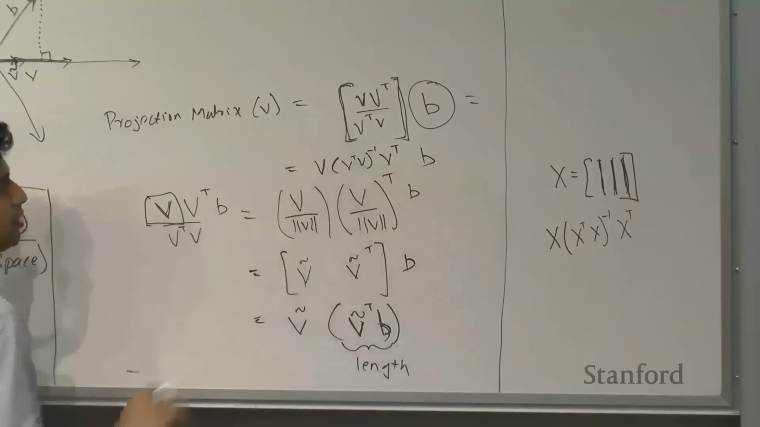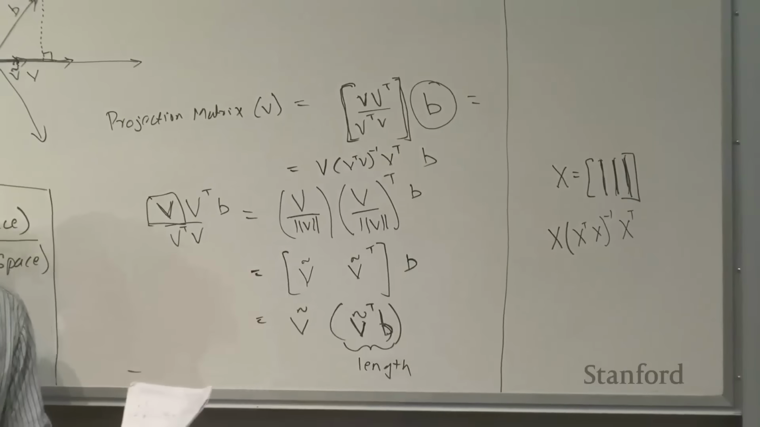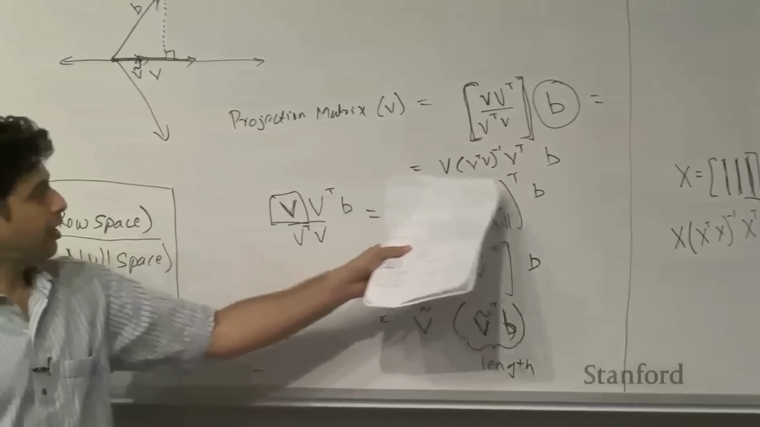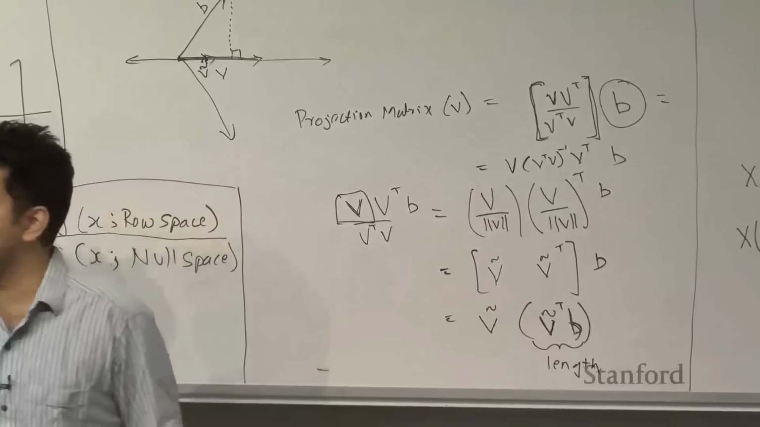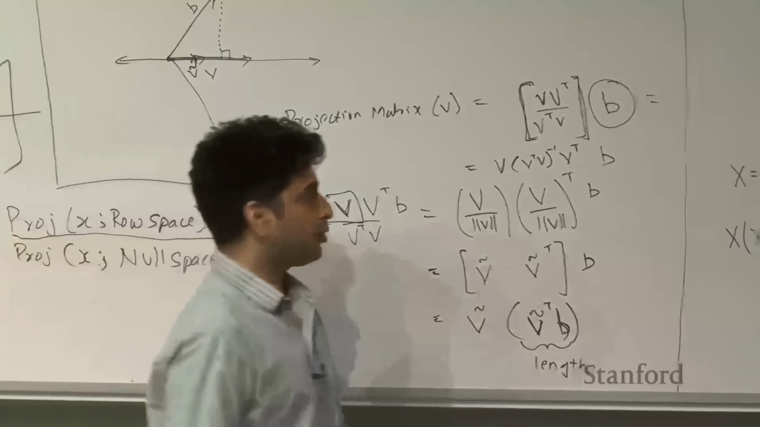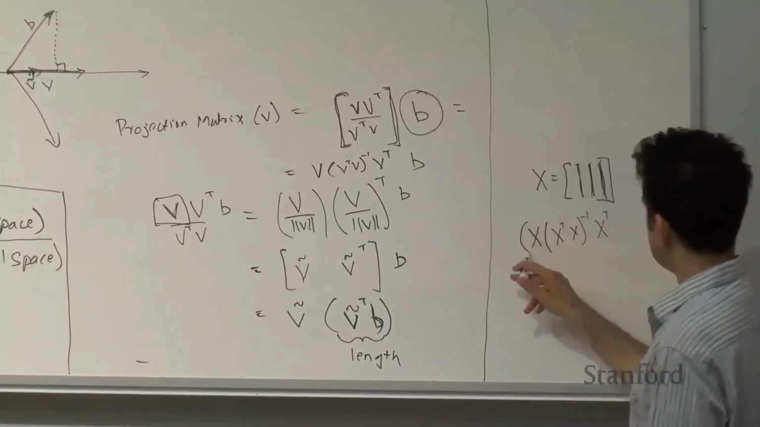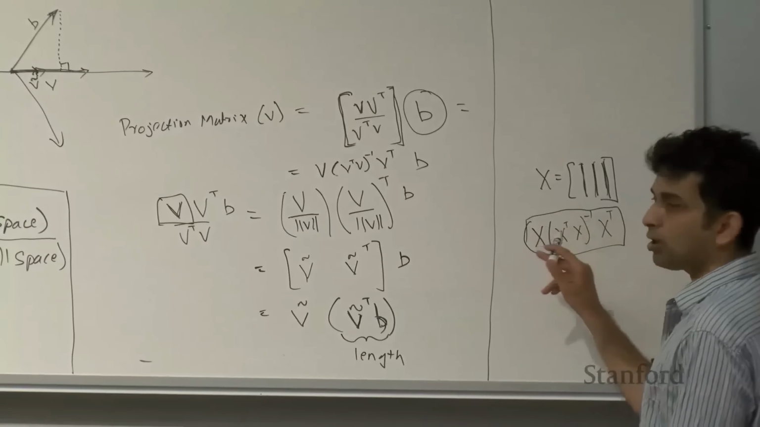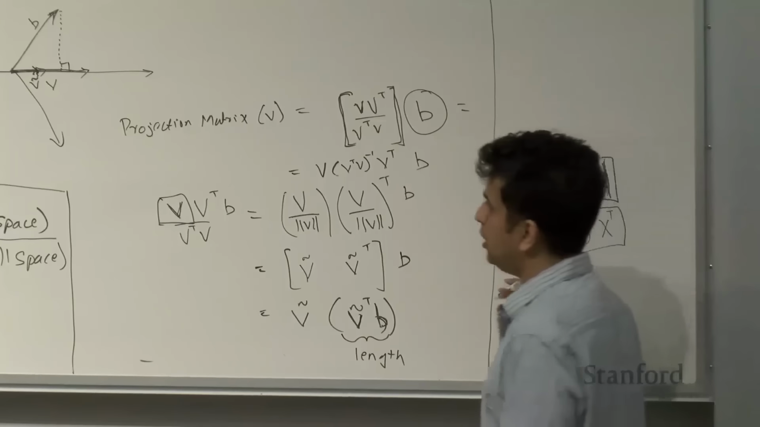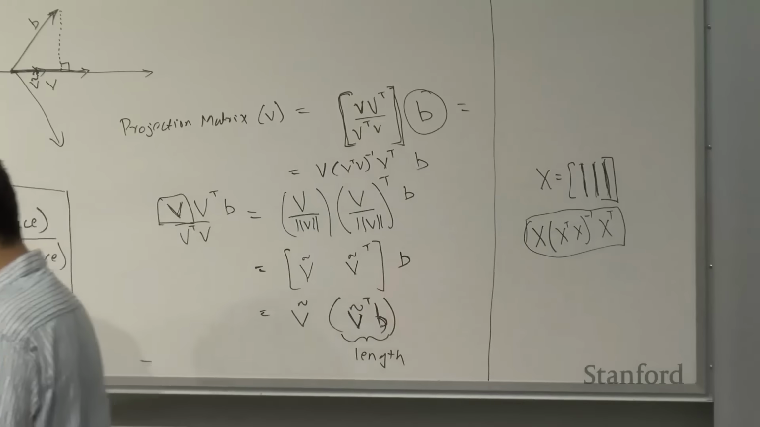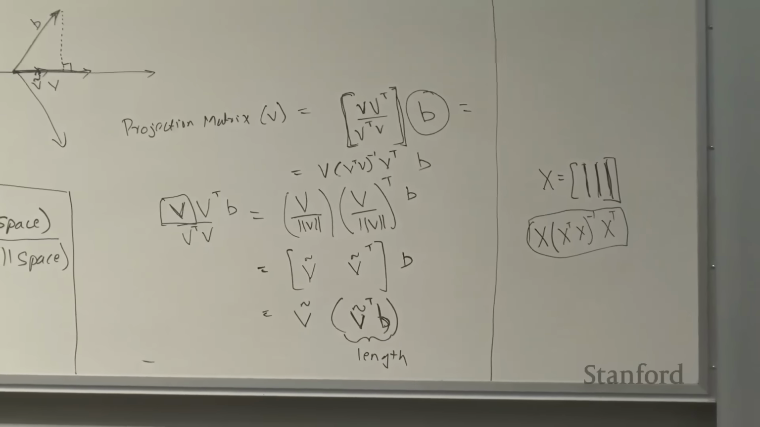So I just rewrote this as V transpose V inverse V transpose, which is the same, and it is this form that can generalize into a matrix form, right? So the projection matrix for a set of columns is this, and we are going to come across this concept again when we do linear regression. So remember that.